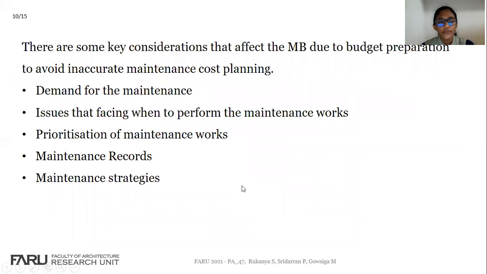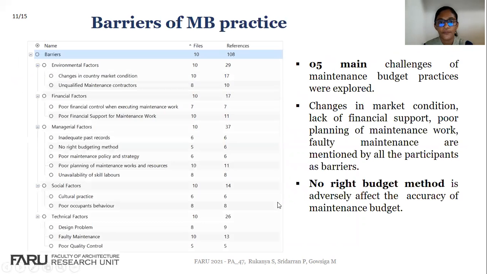And when it comes to the research findings and discussion, there are some key considerations that affect the maintenance budget due to the budget preparation, such as demand for the maintenance, issues faced when performing the maintenance work, prioritization of maintenance work, maintenance records, and maintenance strategies.